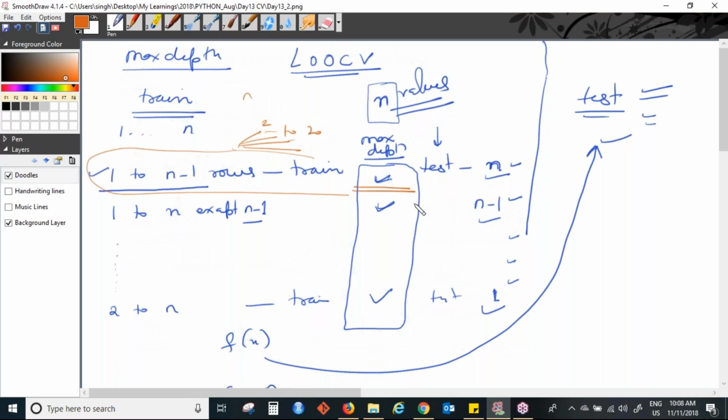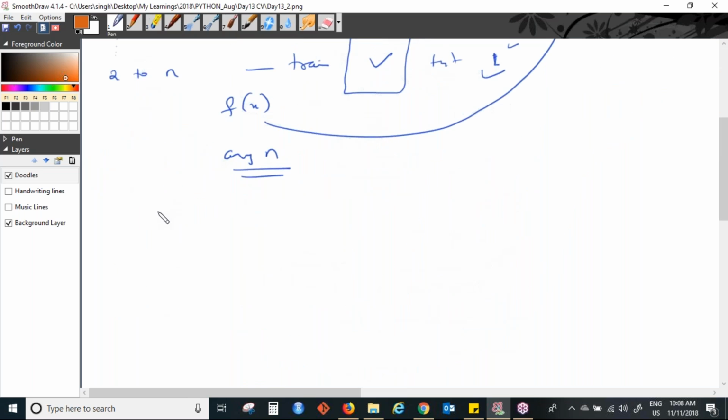Okay, so that is where we will see the most popular cross validation technique, which is very widely used: k-fold cross validation. We will see this after the break.